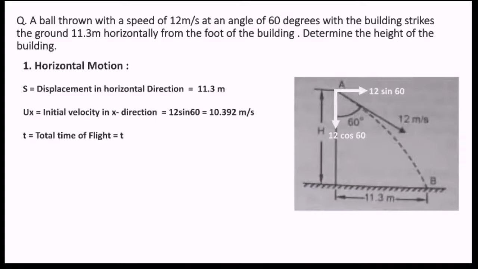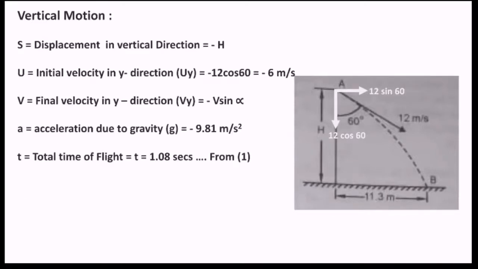Now we will apply the equation S is equal to U multiplied by T. On substituting the values I will get the value of time of flight for the motion as 1.08 seconds. With this we completed the analysis of horizontal motion. Let us proceed to the vertical motion.